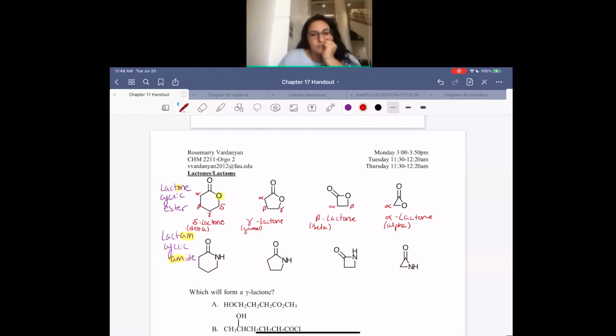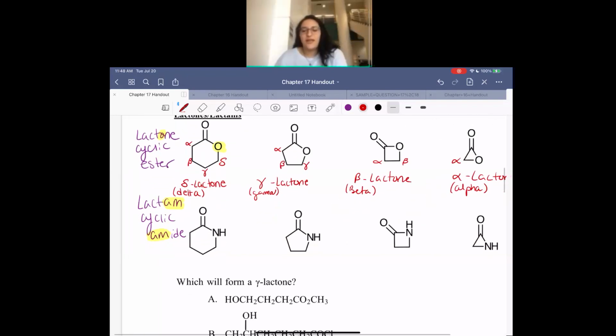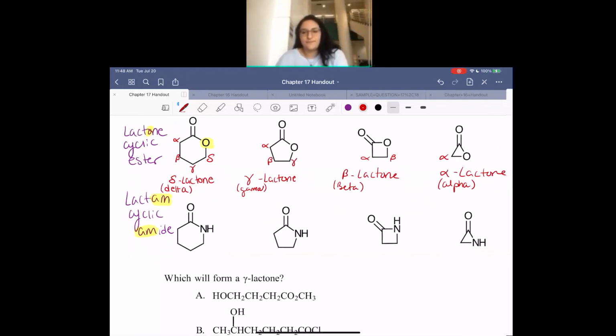All right, now we have to figure out how to name our lactams. And we can assume that since it's a nitrogen instead of an oxygen, everything is going to be different, right? No, not at all. So it's actually going to be named exactly the same. Alpha, beta, gamma, delta. We love to see it. Yes, we do. So this one again is a delta lactam.